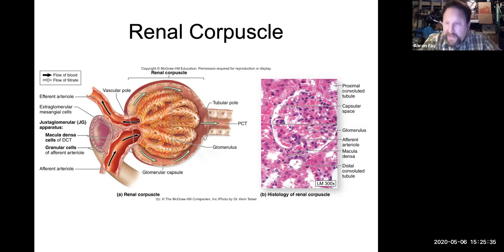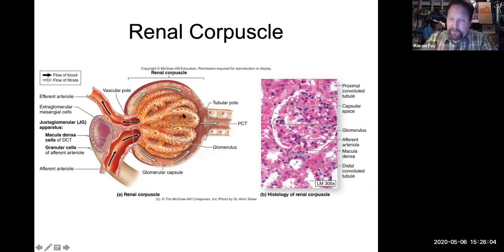Now, one of the things that can happen, just to give you an example, there are actually two mechanisms by which this acts. I will give you an easy one. And the easy one is if, say, the filtrate becomes too concentrated, what can happen is those granular cells can relax. If they relax, the afferent arteriole gets bigger, and that causes more blood to flow into the glomerulus.